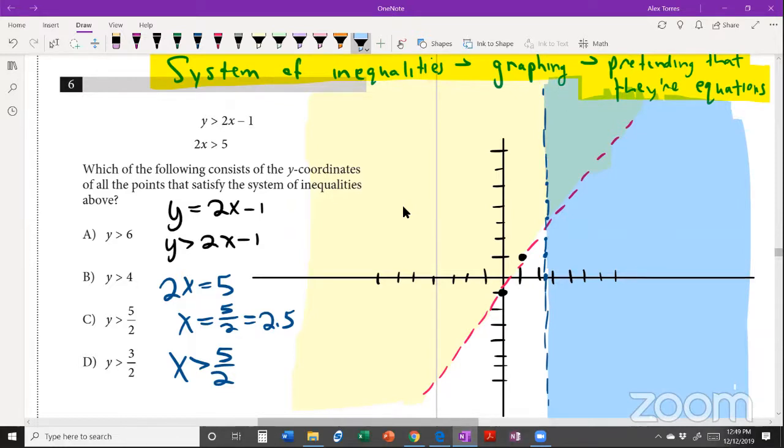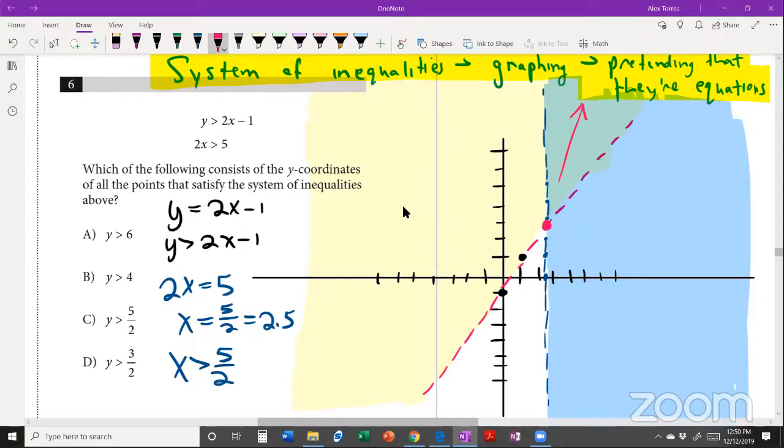You can pretend that there are equations to graph them. Then you just shade on the side that you're being told to shade. And this right here is our solution set. So now what are the y coordinates of all the points that are in here? So in other words, what are all the y values that start right here and go upward into the solution set? In order to find that, we need the intersection.